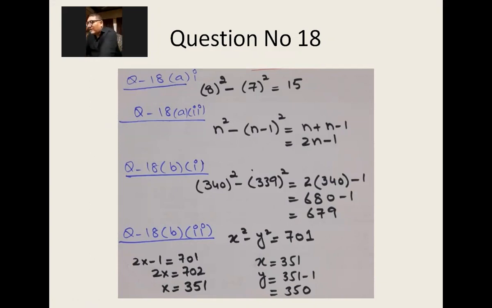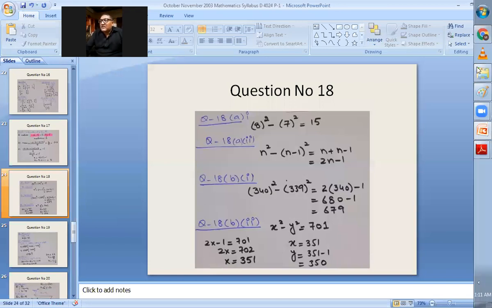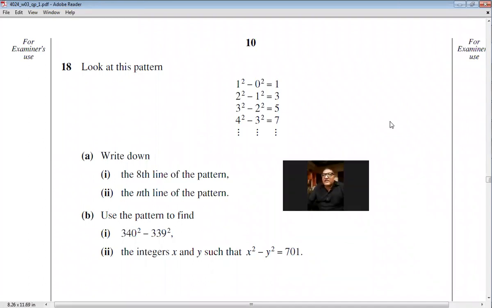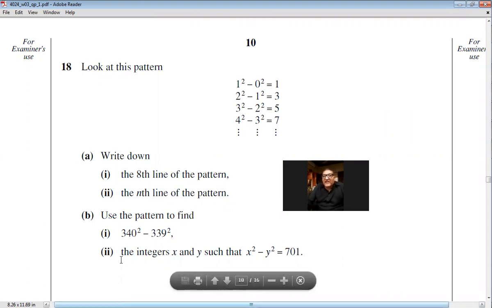So hopefully you have understood what is the pattern here. And then we can go to the next part. The next question on your screen is, use the pattern to find 340 minus 339 whole square. So that will be 340 plus 339. The answer will be 340 plus 339. Like here, you get the answer by adding these two. Same way, you will get 340 plus 339.